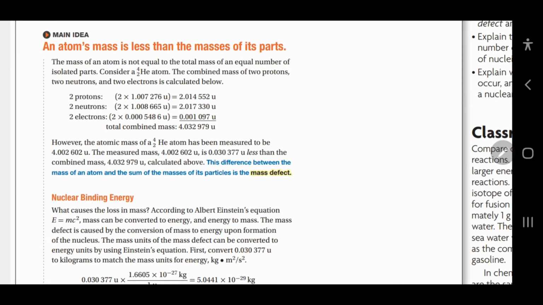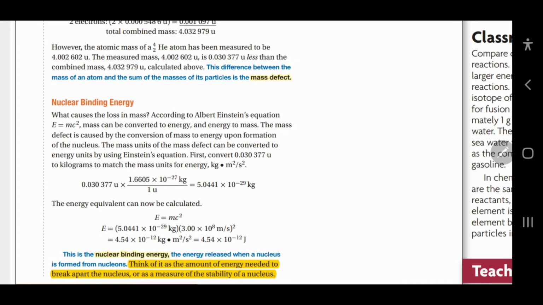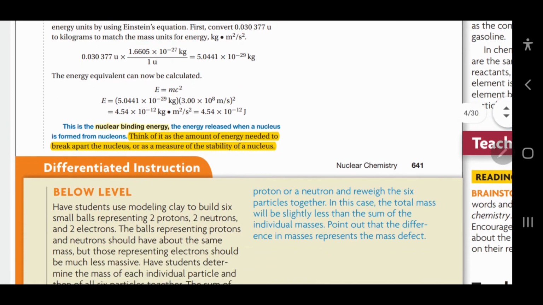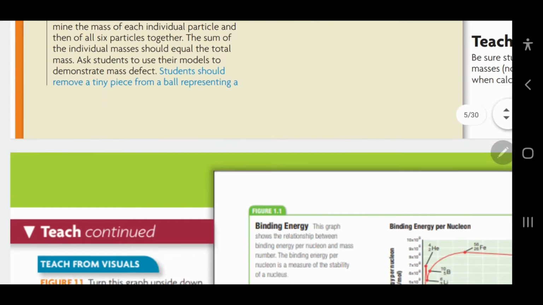And we said that also the mass of the atom is less than the total sum of masses of protons, neutrons and electrons, and this is what we called mass defect. And the nuclear binding energy is the energy released when a nucleus is formed from nucleons. And this is why the real mass of the nuclide is less than the sum of masses of the components.